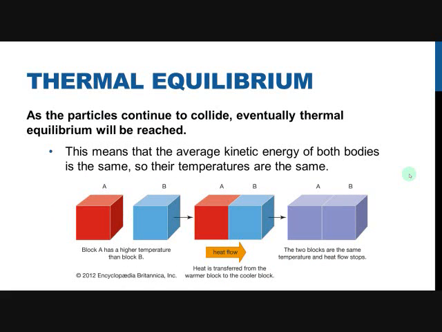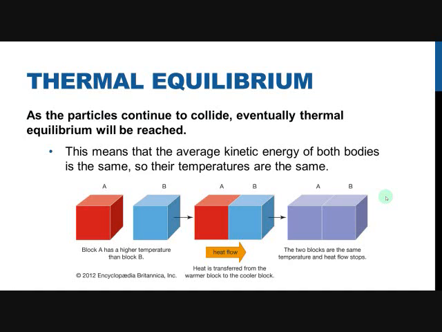As particles collide, if they start out at not the same temperature, like over here in my picture, A and B are not the same temperature. Block A has a higher temperature, that's why it's red, than block B. Then as they touch, or as the particles collide, eventually we reach what's called thermal equilibrium, which means that the average kinetic energy of both bodies is the same. So then their temperature values will equal out eventually.